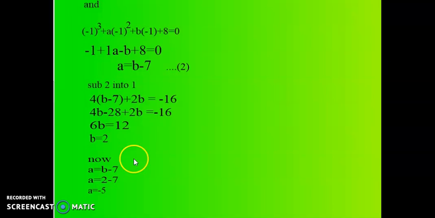Right, so now I substitute my b value that I've just determined into equation 2. So b minus 7, b's value is 2. 2 minus 7 is equal to negative 5.